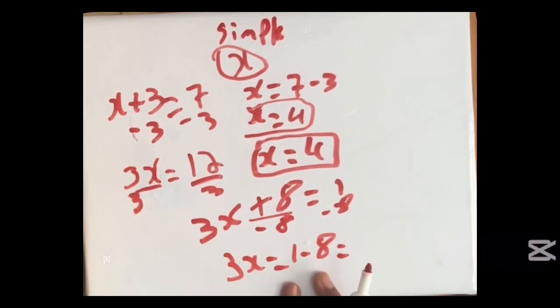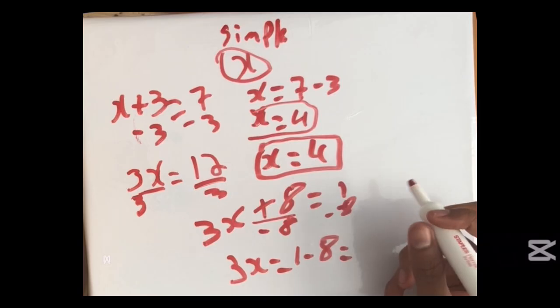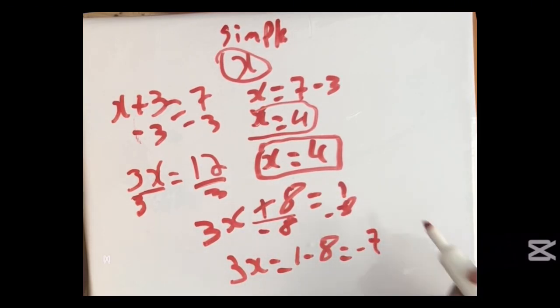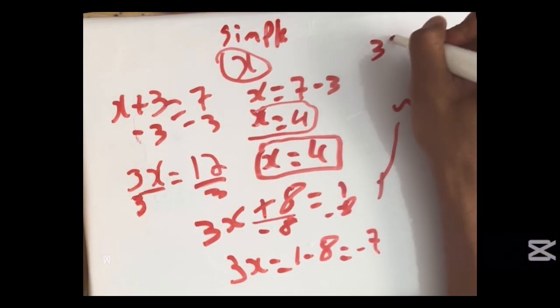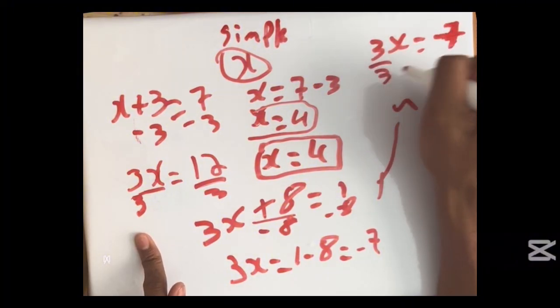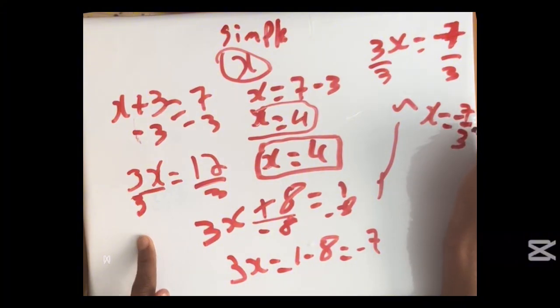Which is going to equal... now remember what we said, two different signs: keep the sign in front of the biggest number, which in this case is negative, and you subtract the two numbers, which gives -7. So this gives you 3x equals -7. Now we keep the sign and divide both sides by 3, like we did here, right? So x equals -7/3.